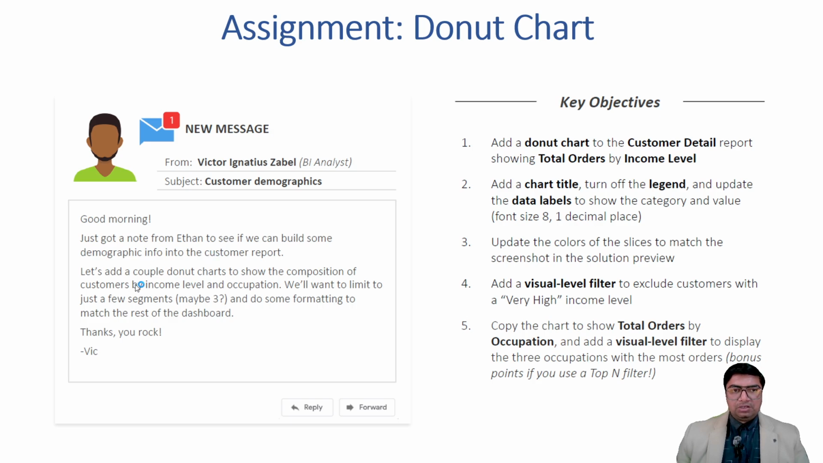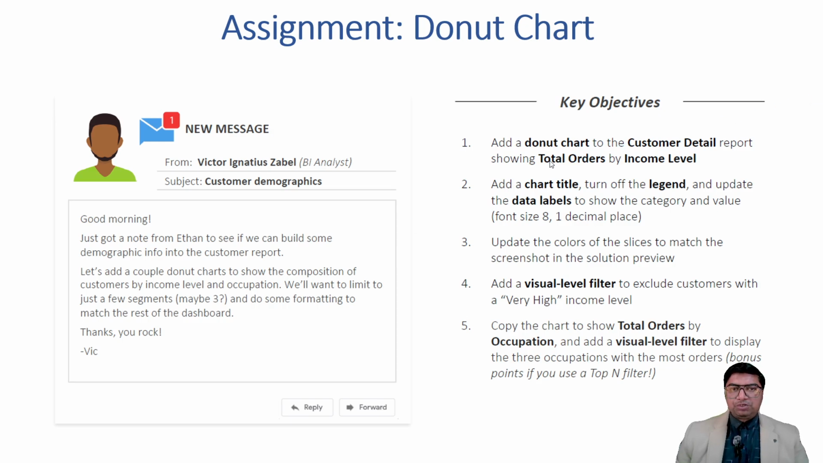The task is that you need to create a donut chart to show the composition of customers by income level and occupation. They want to limit the occupation to just a few segments, maybe three, and want to format it to match the entire dashboard. That is the task you basically receive.